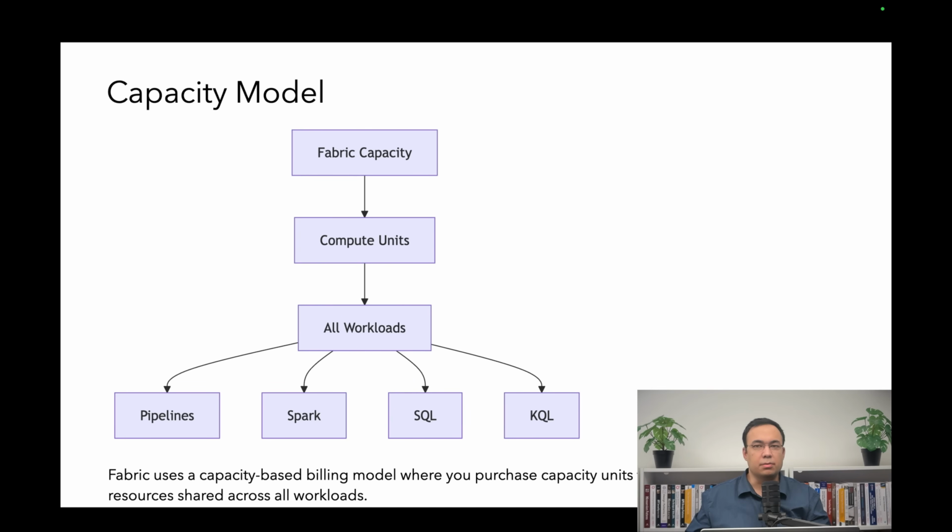OneLake Storage is billed separately on a pay-as-you-go basis. This follows the standard Azure Data Lake Storage Gen 2 pricing. You pay for the amount of data stored and any data transfer, but the compute for processing data is covered by your capacity units. This model should simplify cost management compared to scenarios where every service has a different billing model. You're buying capacity once and it covers all your compute needs across the platform.